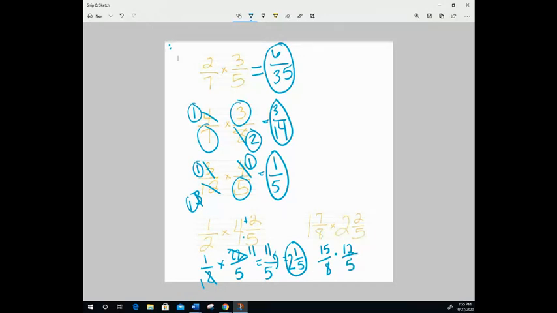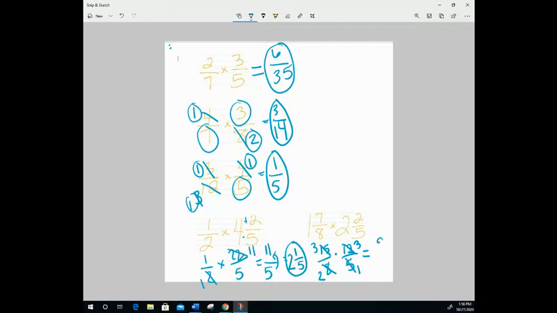Looking for combinations, we could do 8 and 12. Now 8 can't go into 12, but 4 can. 4 can go into 8 twice, and 4 can go into 12 3 times. I also notice I could do 5 and 15. 5 goes into 5 once, and 5 can go into 15 3 times. I can't do this 3 and the 3 because they're both numerators. So I'm ready to multiply across.